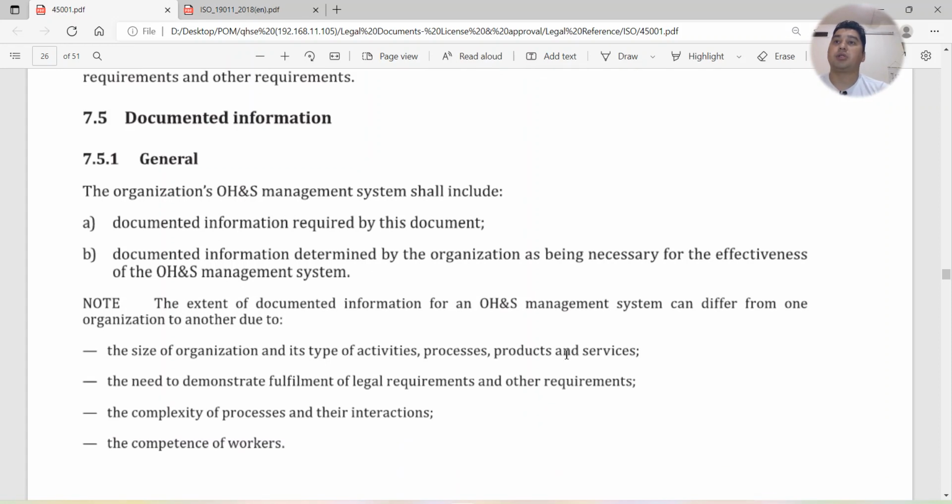Now we will start clause number 7.5, which is purely talking about the documentation process. So 7.5.1, subclause general: the organization's OHS management system shall include documented information required by this document. So you should have documented information. You can create a SOP. Documented information determined by the organization as being necessary for the effectiveness of the OHS management system.